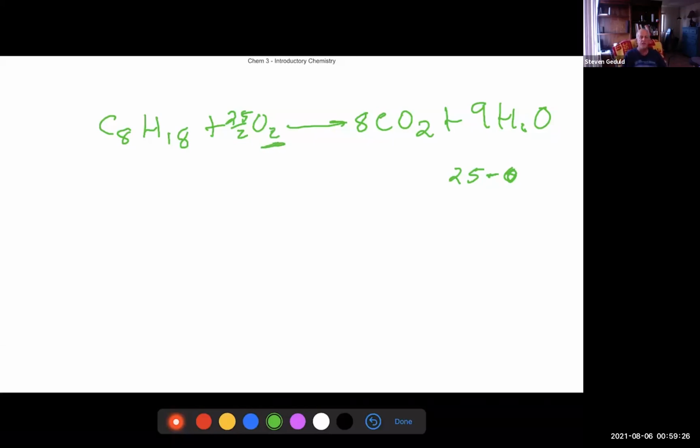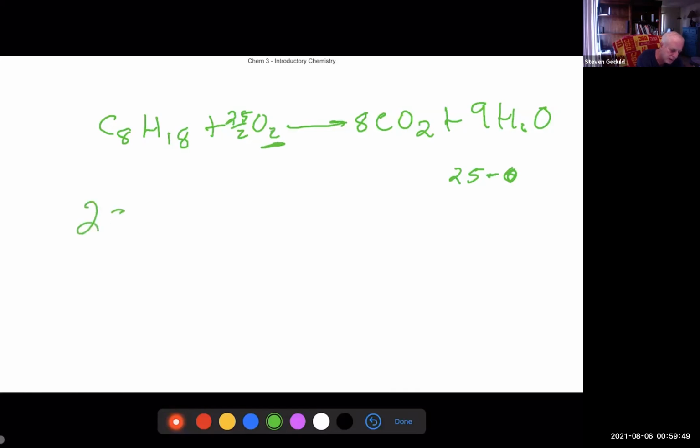Now, the fraction is just there temporarily. We're going to get rid of it in just a second. I know you don't like fractions, but it's just a way of equalizing the numbers. Because 25 over 2 times 2 is 25. That's what makes sense. Now, we can't leave a fraction in because you can't have fractions of an atom. So multiply everything by 2.